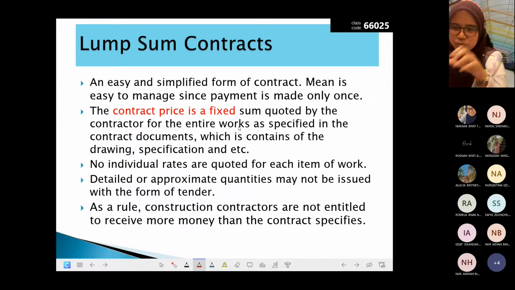Substructure, okay, 10,000. So superstructure, 10,000. Okay, dia pecah-pecah tapi dia lump sum lah. Dia tak per item. Okay, so the contract price is a fixed sum quoted by the contractor for the entire work as specified in the contract document.